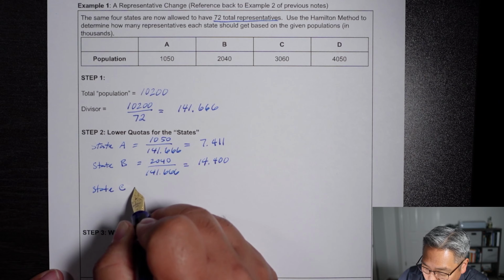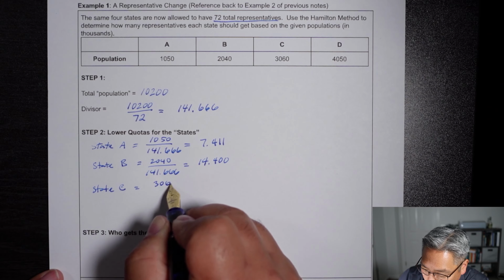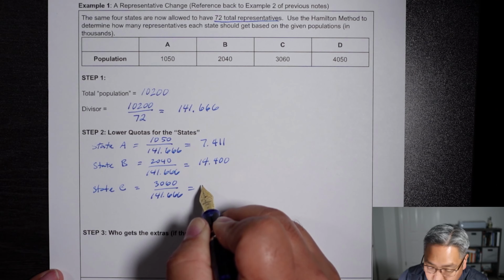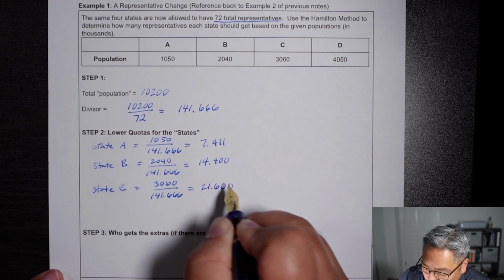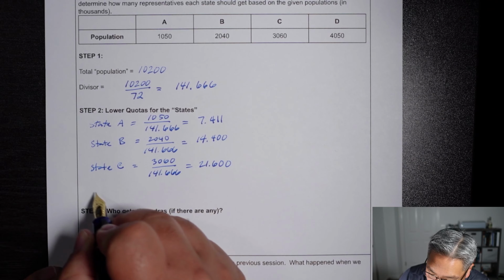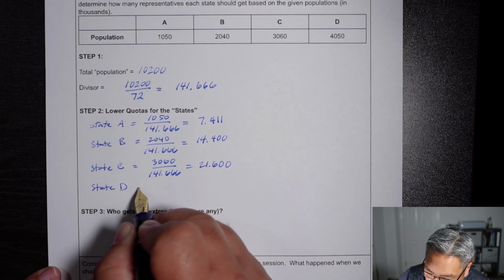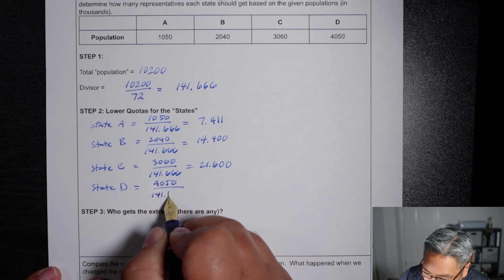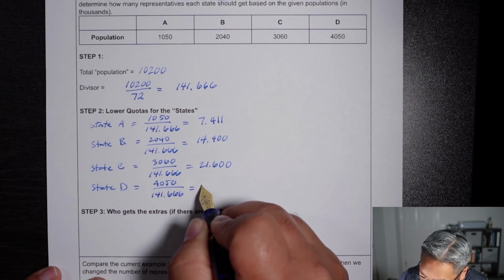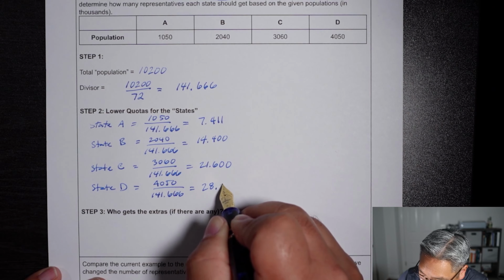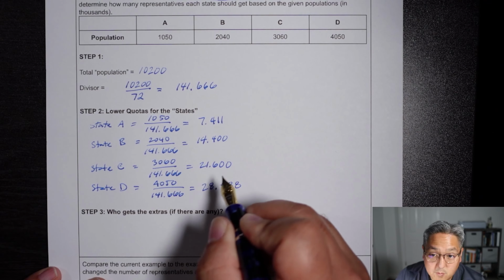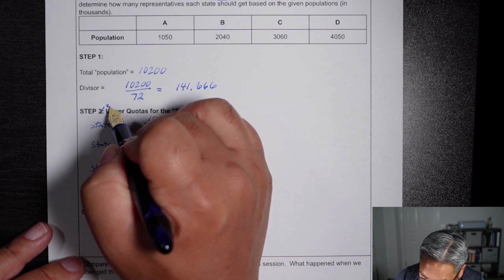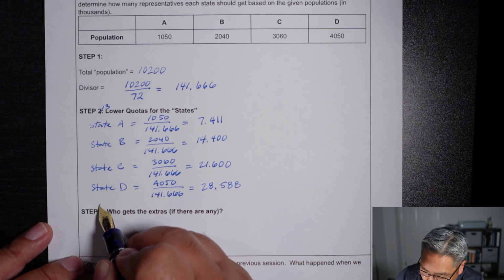State C has 3060 divided by 141.666, which is 21.600. And finally, state D has 4050 divided by 141.666, which is 28.588. Remember, these are our quotas. Actually, my steps are mislabeled here. That's step 2/3, and this one down here becomes step 4.